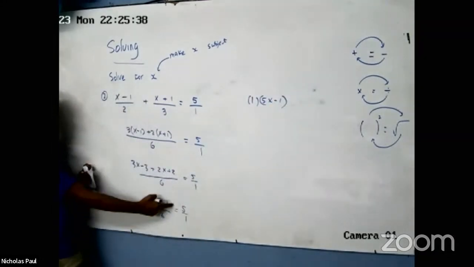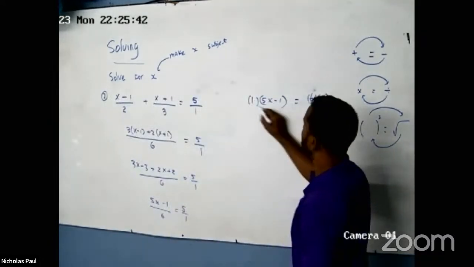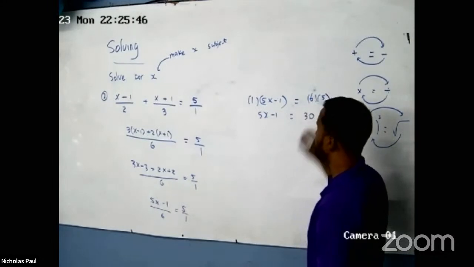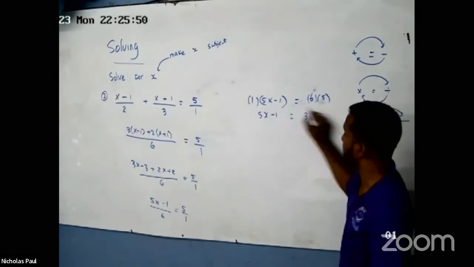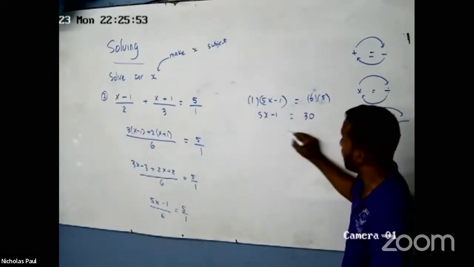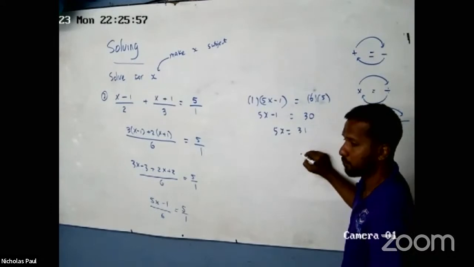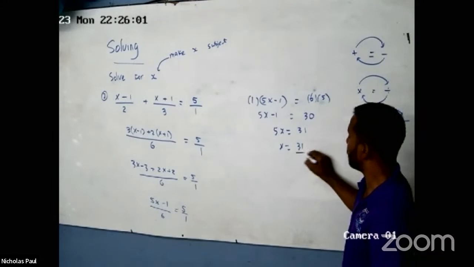And 6 by 5. So this is 5x minus 1 is equal to 13. Take across the minus 1, it becomes plus 1. So 5x is 31. And then divide by 5. 31 divided by 5.